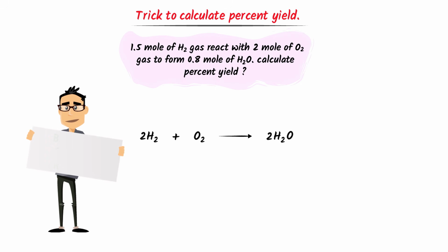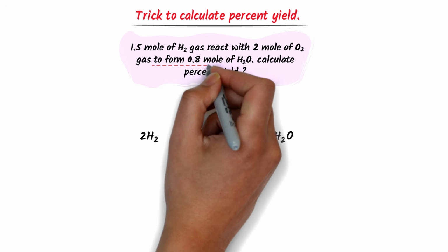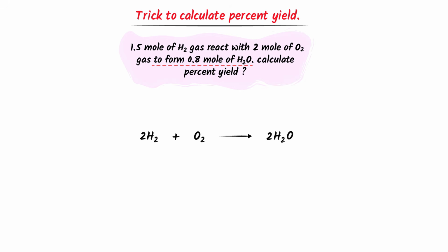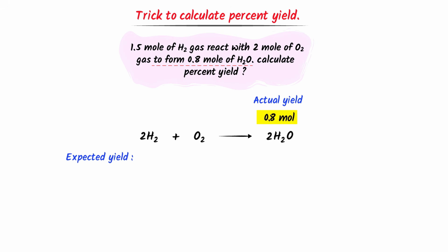If you do not know how to balance chemical reaction, watch our video and its link is given in the description. Secondly, the actual yield is already given, to form 0.8 moles of H2O. So the actual yield is 0.8 moles. Now to calculate expected yield or theoretical yield, I have to find limiting reactant. To do so, I have to find ratio between reactants, hydrogen gas and oxygen gas.